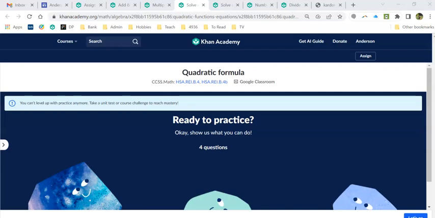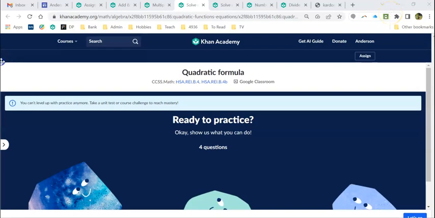All right, so the quadratic formula is a way that we can solve any quadratic for its x-intercepts, or zeros in some cases. It's not doing what I want it to do. Whatever, I'll put it up here.